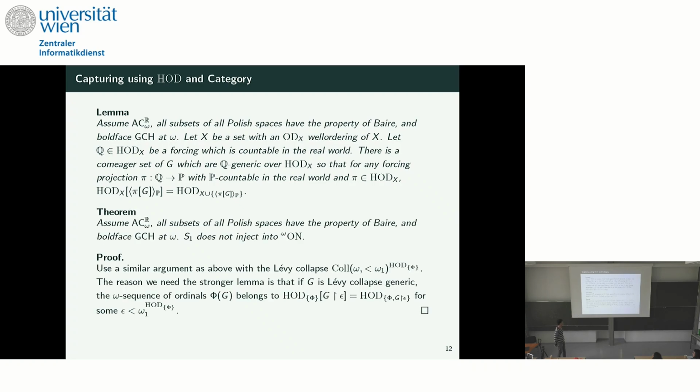And then under the same assumptions, you can show S1 does not inject into omega sequences of ordinals, and it's basically the same argument, but the fourth thing you want to use is the collapse of the ordinals less than omega 1 to omega in HOD_phi. The reason why you need this kind of strengthened lemma is that phi of G is an omega sequence, right? It doesn't necessarily belong to the ground model, but it belongs to this restriction of G to some initial segment, right? That comes from some kind of forcing projection. But other than that, it's basically the same argument.